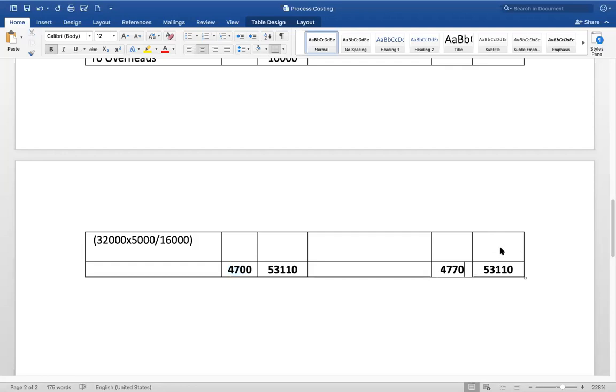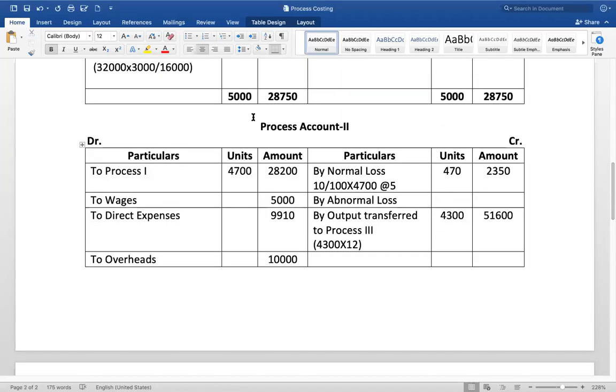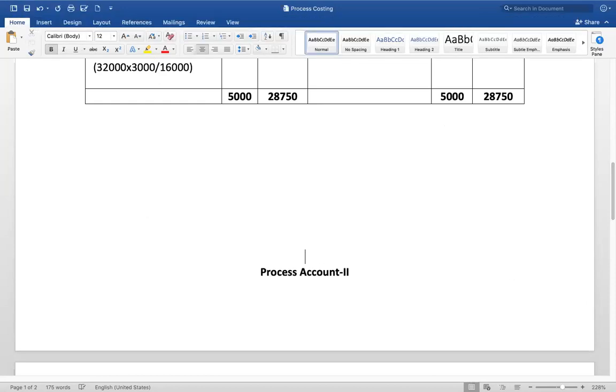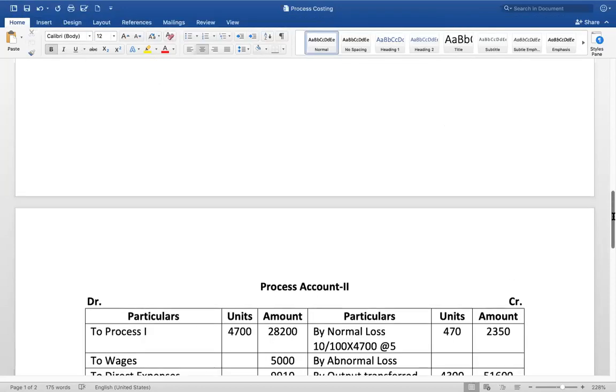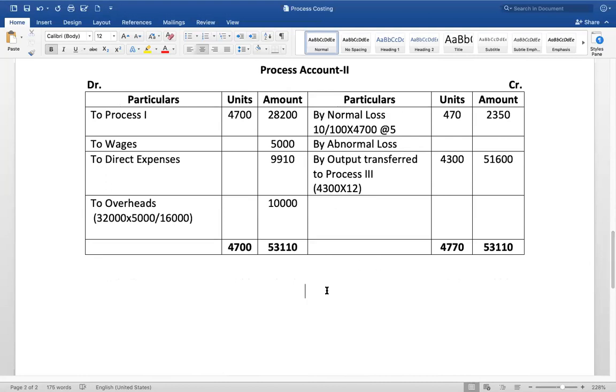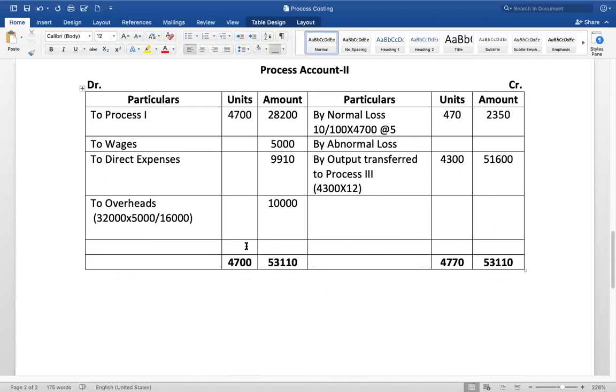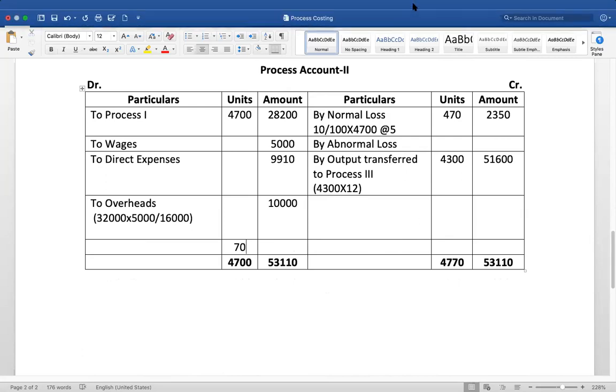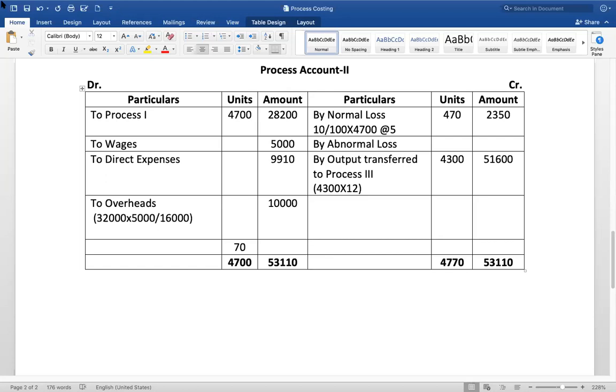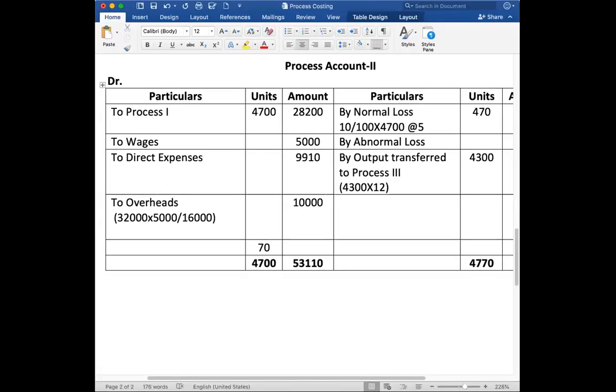What did you do in process 1? We recorded an abnormal loss just because the side was more. We recorded abnormal loss. Now why don't you get the same idea here? Why didn't you get abnormal profit?